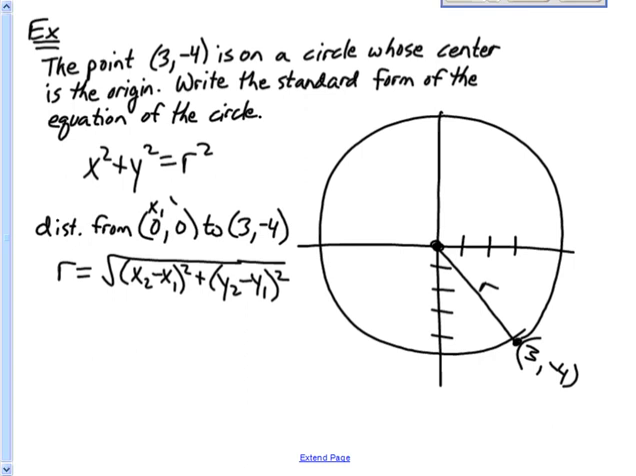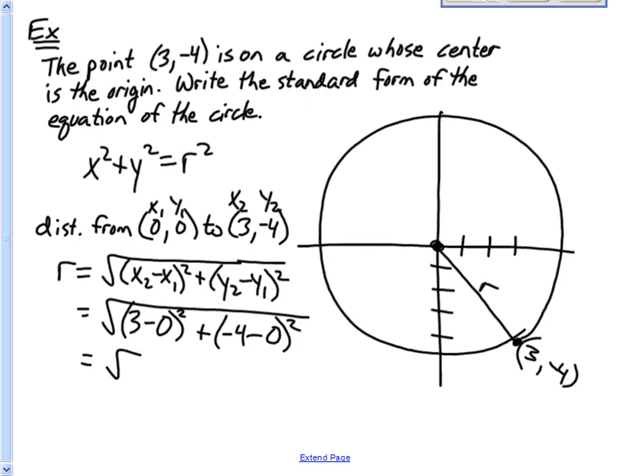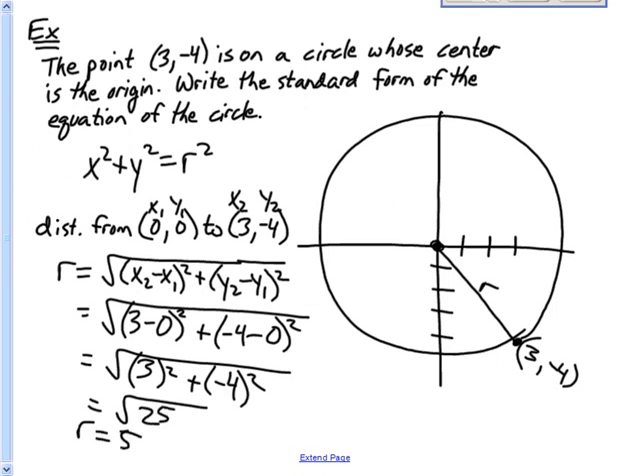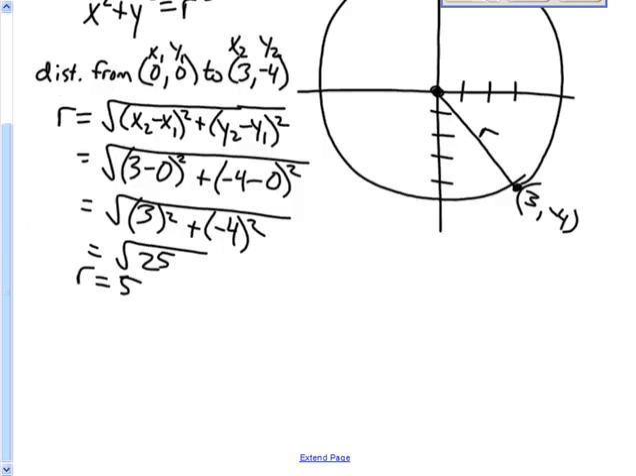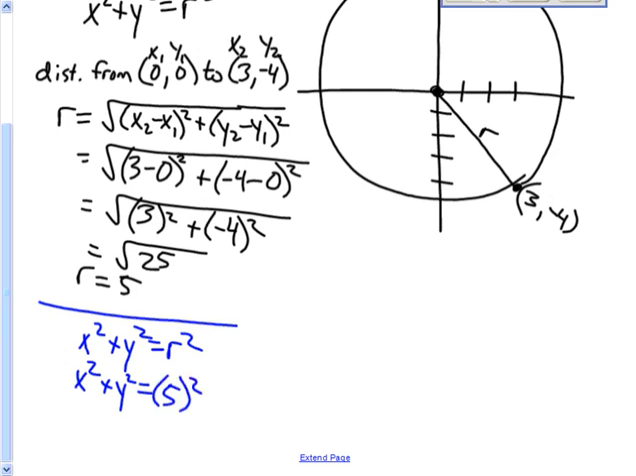Name the points x1, y1, x2, y2. We plug that in: 3 minus x1, squared, plus negative 4 minus y1, squared. This ends up being 3 squared plus negative 4 squared, so 9 plus 16, 25. So our radius ends up being 5. Now that we have the radius length, x squared plus y squared equals r squared, which is 5 squared. So x squared plus y squared equals 25. There's the equation of that circle.